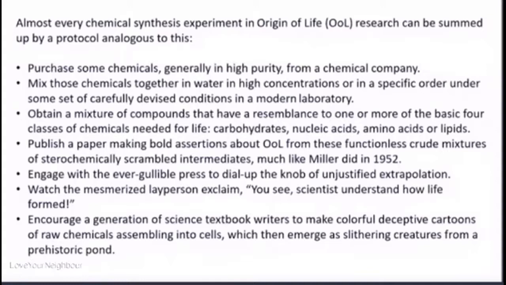And then you encourage a generation of science textbook writers to make colorful, deceptive cartoons of raw chemicals assembling into cells, which then emerge as slithering creatures from a prehistoric pond. And that's what fills the books today. That's what students learn from. And this is exactly what happens. This is the synthesis problem.